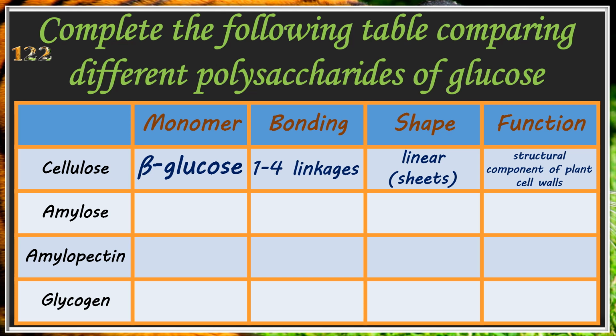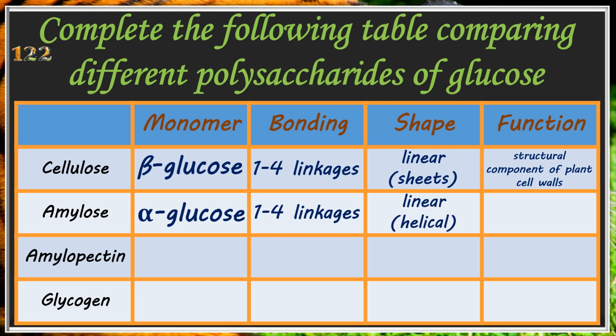Then we have amylose. Its monomer is alpha glucose. Bonding, we have 1,4 linkages. Shape, it is a linear or helical shape, and its function, short-term energy, also storage in plant, a type of starch.